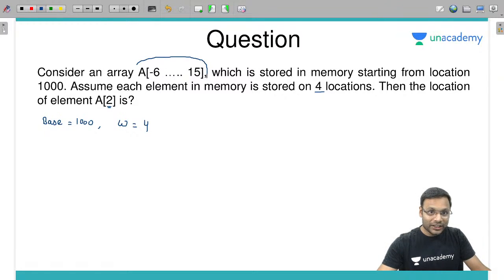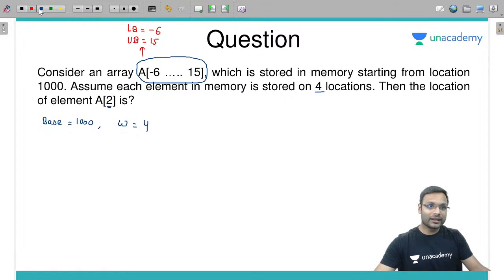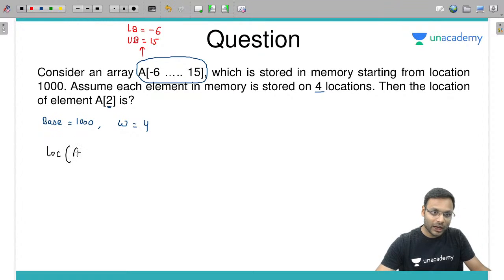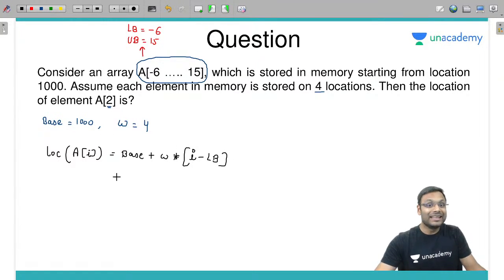Using this, can you tell me what is the starting index of array, which we call as lower bound? पहला इंडेक्स कौन सा है? -6. Second, last index, upper bound is what? 15. फॉर्मूला लगाएंगे लोकेशन के लिए. If you want to find out location of A of I, index I, then it will be base plus W into I minus lower bound. Use this formula, put these values, get the answer.